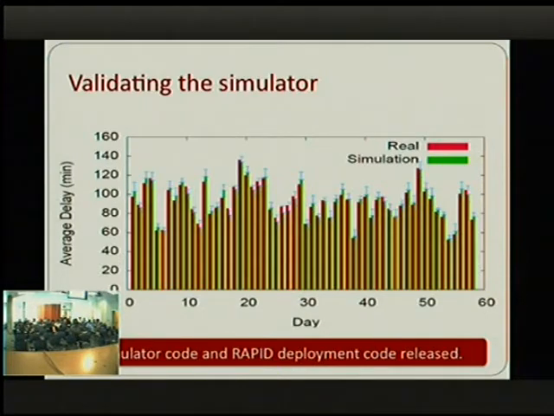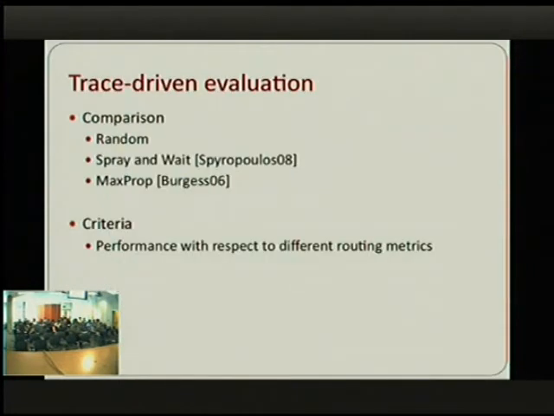So now that we have a simulator, we wanted to compare the performance of RAPID with other DTN routing protocols. Specifically, we compare it with random, which randomly chooses packets during a transfer opportunity to replicate. And then we used spray and wait and MaxProp. These were the state-of-the-art DTN protocols when we did this work. Both spray and wait and MaxProp are protocols that specifically try to minimize average delay, so they don't really tune other routing metrics.